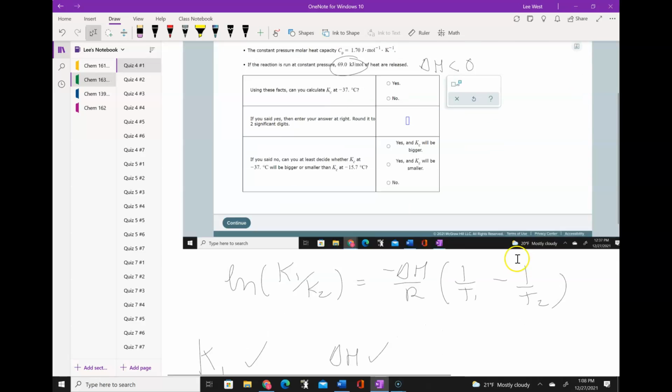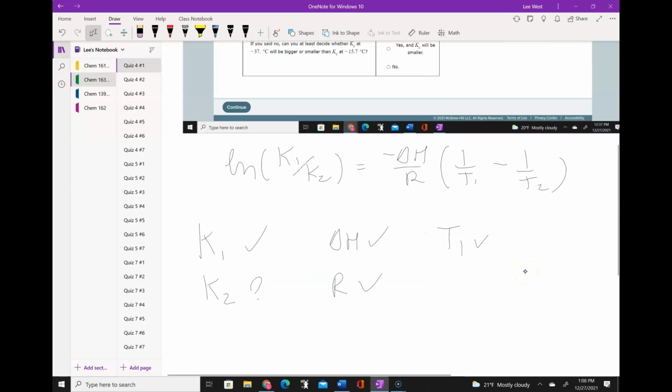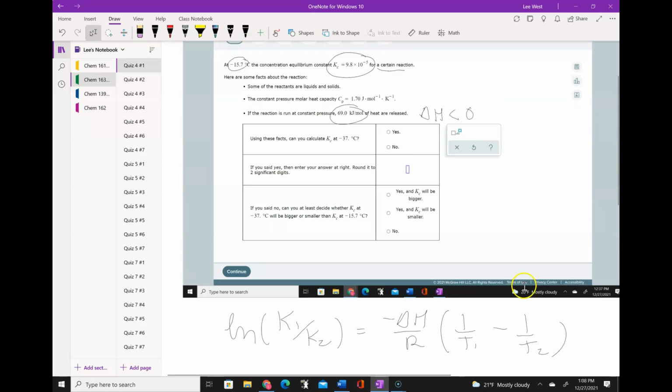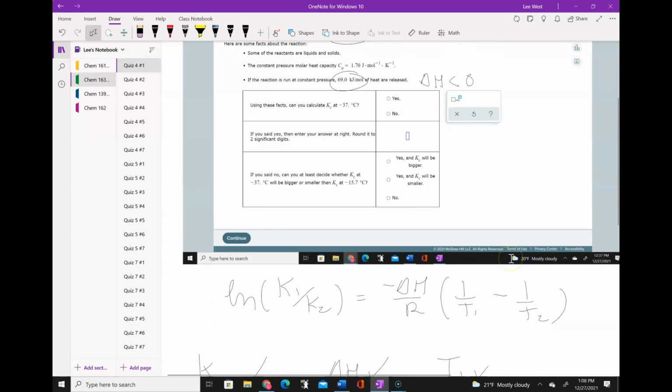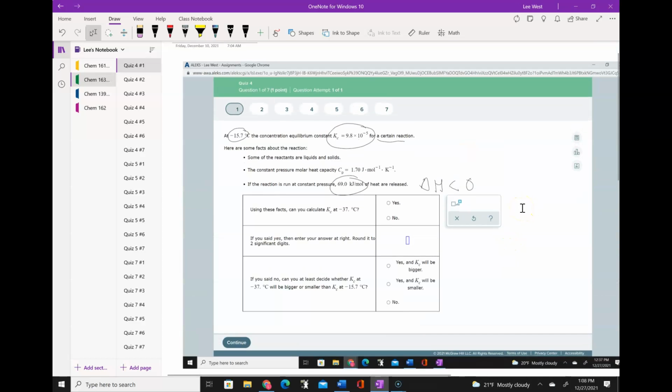So there is T1, so we got that guy. And we have T2. T2 was minus 37 degrees Celsius. Now, when it comes time to actually do this, we'll have to convert those into Kelvin. So we have everything that we need except for this one thing, so I can solve that. All right, so yes, I would be able to solve this for the temperature of minus 37. So I'm going to put a yes in there. Okay, if you said yes, then enter your answer at right. Round it to 2 significant figures.